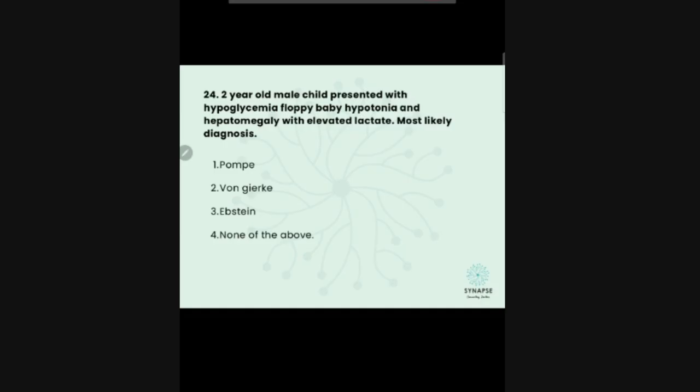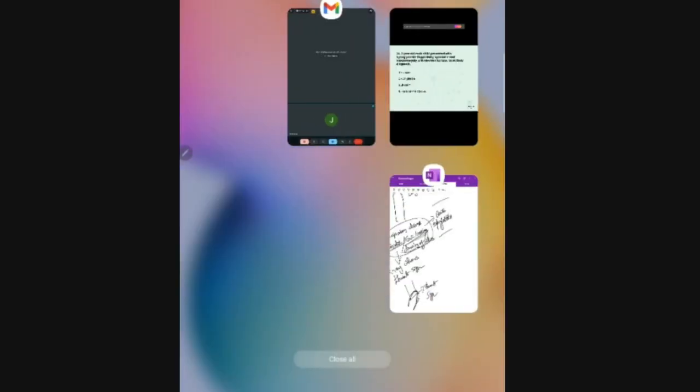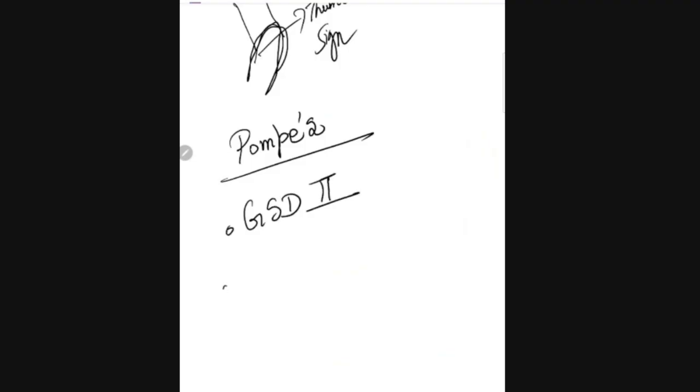When you see this, you think Von Gierke's, because of glucose 6-phosphatase deficiency. That is also a glycogen storage disease. Pompe is also a glycogen storage disease. So the clue here is lactic acidosis with hypotonia and hepatomegaly. When we think of Pompe's, we have to add certain points here. Pompe's is glycogen storage disease type 2. It is a lysosomal storage disease.